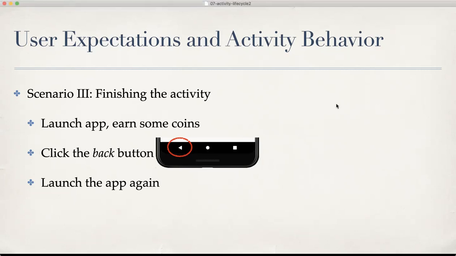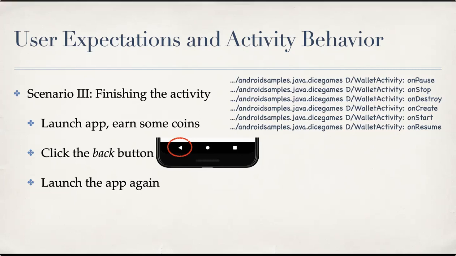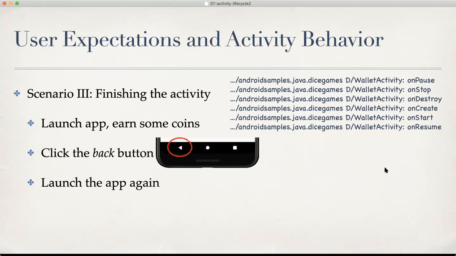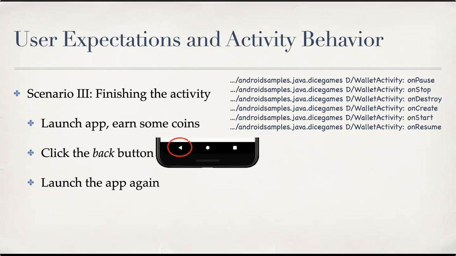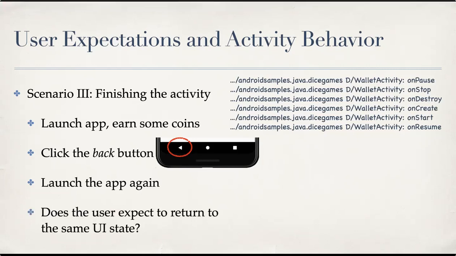So once again, what do you expect? You'll find onPause, onStop, onDestroy called when you click the back button, and then onCreate, onStart, onResume called when you launch the app. Makes sense, right? From our understanding of the activity lifecycle states. So now the question is, what is the user's expectation at this point? Does the user expect the UI to return to the same state?